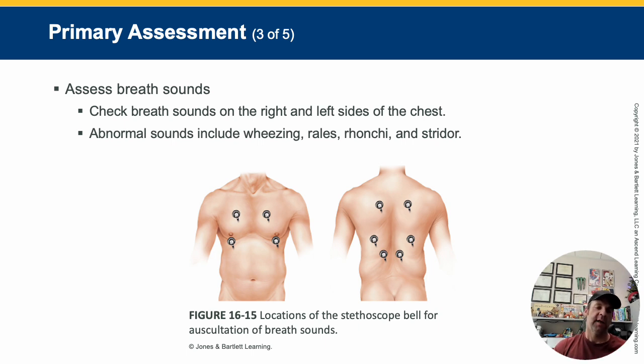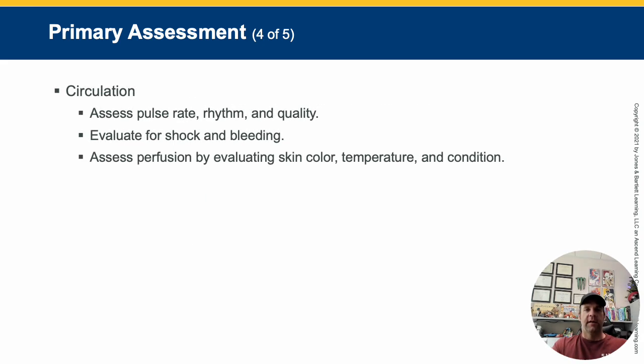Okay, so again, we're going to talk about this more in lab in terms of the proper way procedurally to do this. But again, this is what your textbook is showing. So let's move on to the circulation component of your assessment. We're, again, deep in the primary assessment.